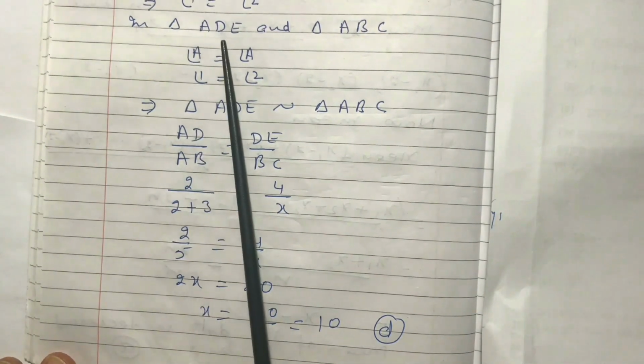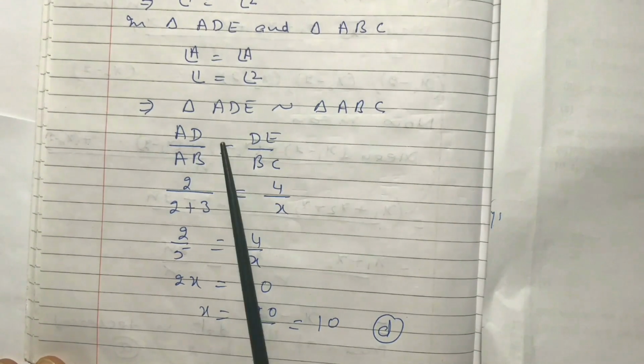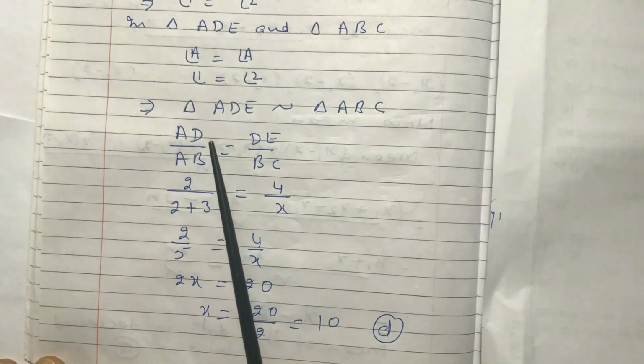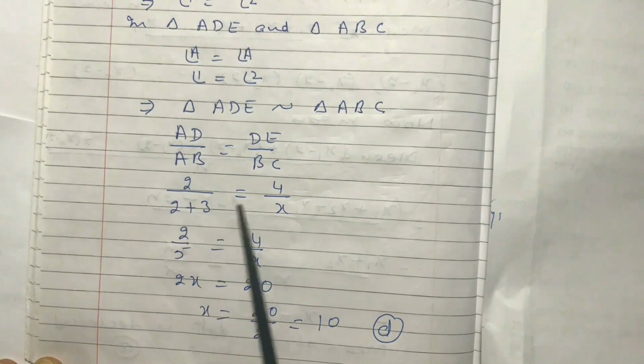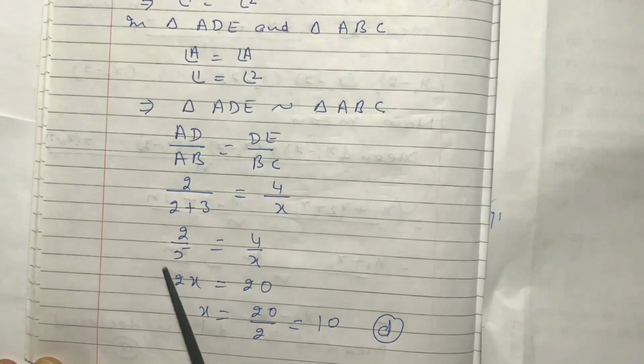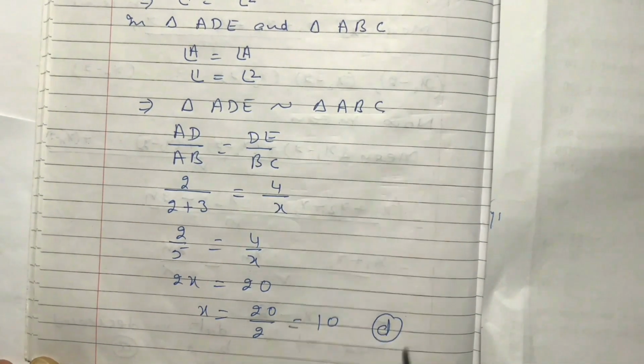Now in triangle ADE and triangle ABC, both the triangles are similar, so the sides are in proportion. Substitute the values: AD is 2, AB is 2 plus 3, so 2 upon 5 is equal to 4 upon x. Cross multiply it, and you will get the value of x as 10. So D is the option.